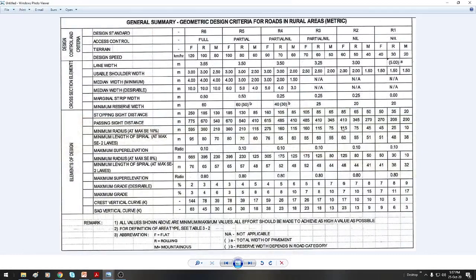I haven't finished with this. Reserve width. Stopping sight distance we'll cover later. Minimum radius is 25 meters. Minimum length of spiral is 48 meters. Same with your example. Maximum super elevation is 0.1, 10%. Okay. Minimum radius, if you choose your super elevation as 8%, so your minimum radius is going to be 30 instead of 25. Okay, same with spiral. The length of spiral also becomes 38 meters. All right. Maximum super elevation 0.8.